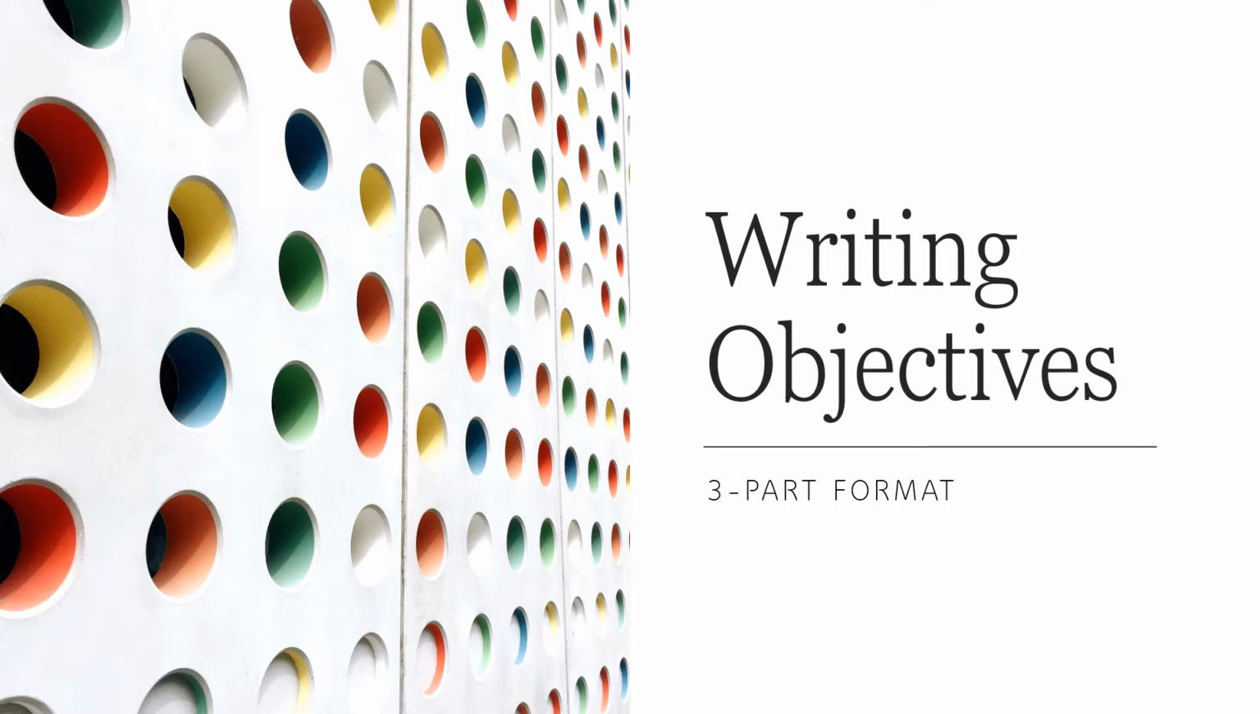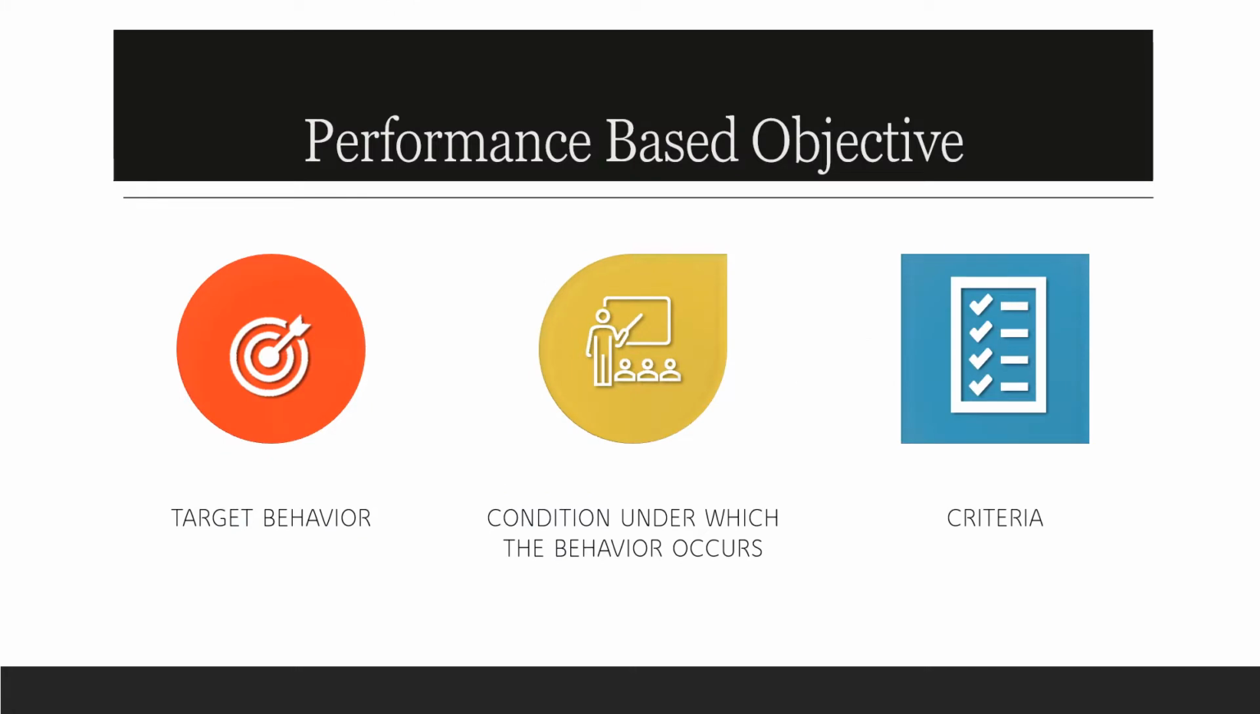This video is on writing objectives using a three-part format. When we create performance-based objectives, there are three aspects to the objective that we need to include. The first is the target behavior, and that comes from the state standards. The second is the condition under which the behavior occurs, and the third is the criteria for success.